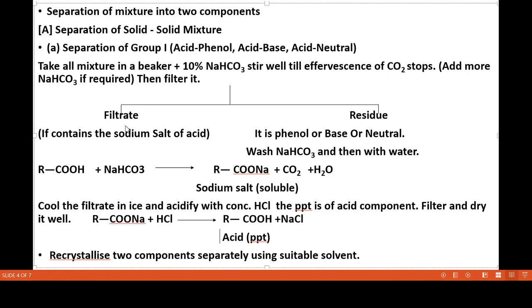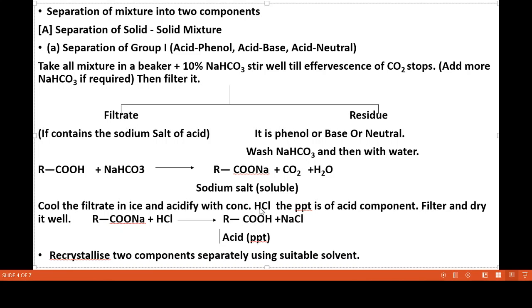It is a clear solution. It is soluble. Our compound is soluble in NaCO3. Okay. So we are getting this compound in the precipitate form. So how do we get that compound? We cool that filtrate in ice, or we cool it at normal temperature. Okay. Acidify with the concentrated HCl.